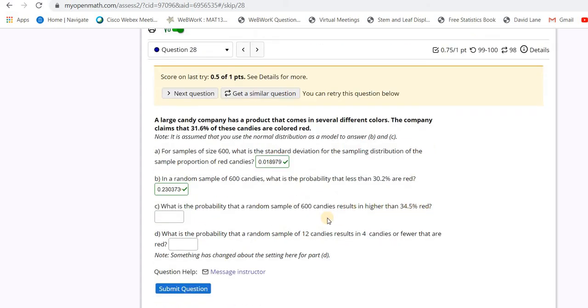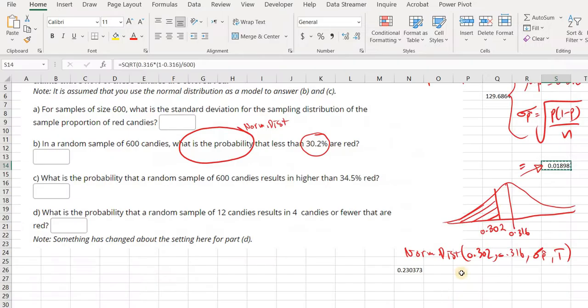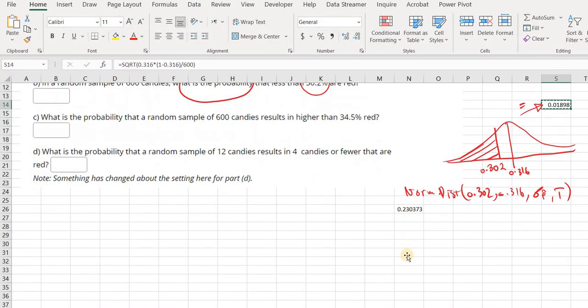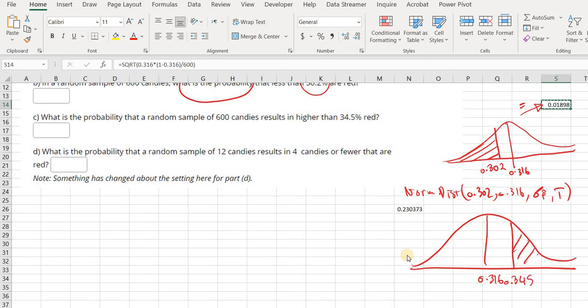The third part is asking what is the probability again. So it is still asking about the probability or the area under the curve. Again, this number is not the area under the curve. It's a proportion because we are dealing with the distribution of sample proportions. So to find that area that is higher than 34.5, this is the mean, 0.316. 34.5 is approximately here, 0.345. And we want anything higher than that.